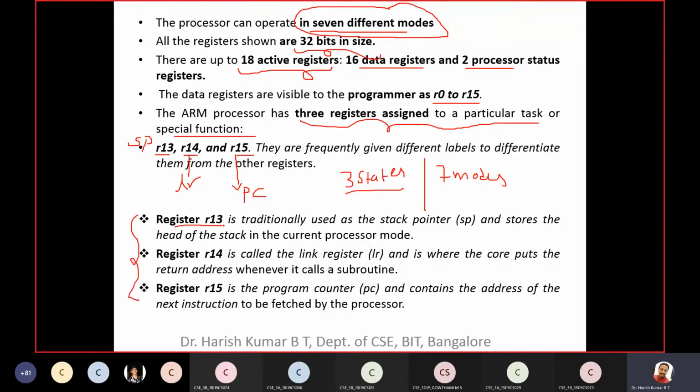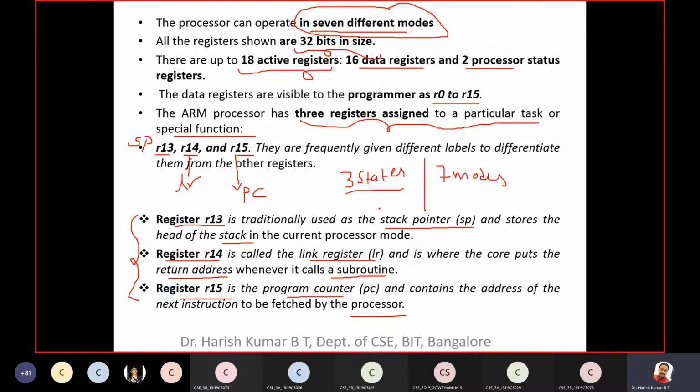Register R13 is acting as a stack pointer, which is going to point to the head of the stack. R14 is called the link register, which is going to store the return address whenever a subroutine is called. R15 is the program counter, which holds the address of the next instruction to be fetched by the processor. Is that clear till here?